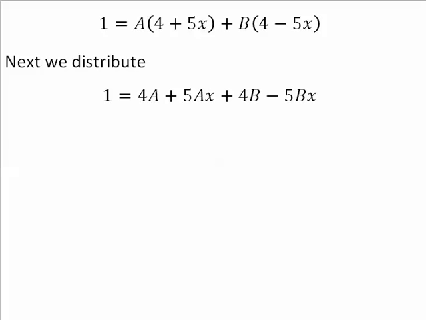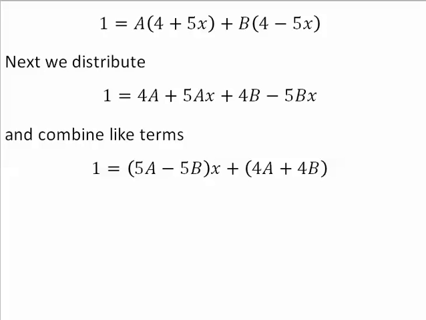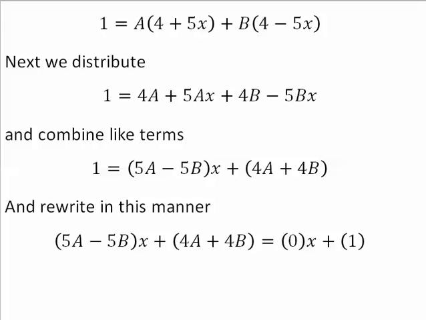We distribute and combine like terms. In my next step, I'm going to put 1 over on the right-hand side so that it's equals 1 instead of 1 equals. I'm also going to rewrite 1 in this manner. Instead of 1, I'll have 0x plus 1. Now, this seems rather odd. I'll show you in a minute why it matters, but right now make sure that everything I did is legal.